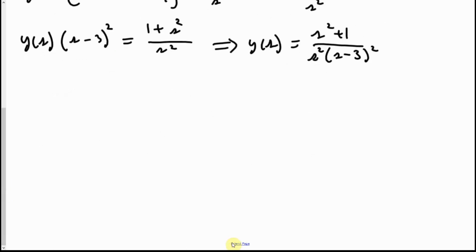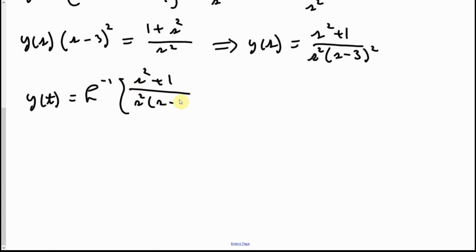So now we take the inverse transform of both sides. So this gives us y of t is equal to the inverse transform of s squared plus 1 over s squared times s minus 3 to the second. I need to simplify that. And maybe I should have done that first, but it's okay.